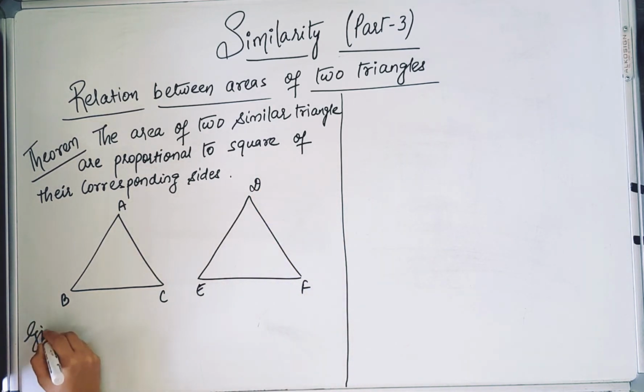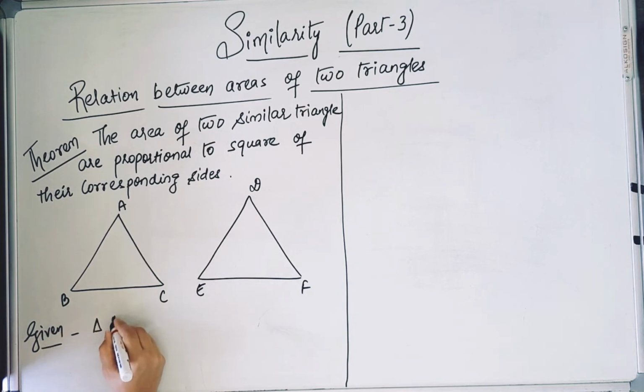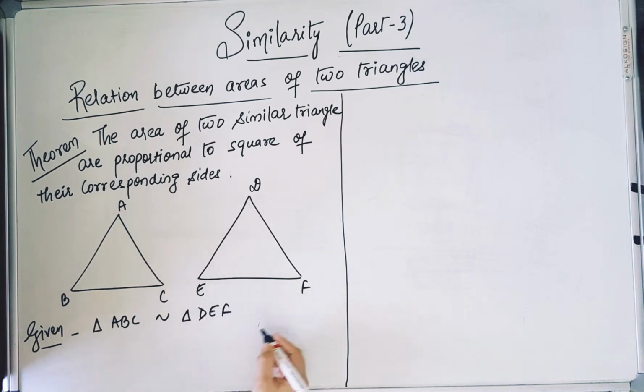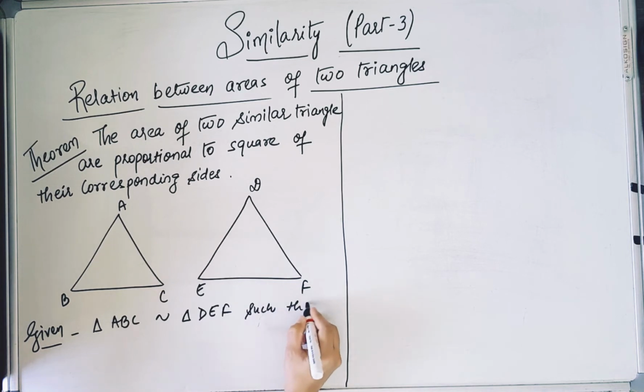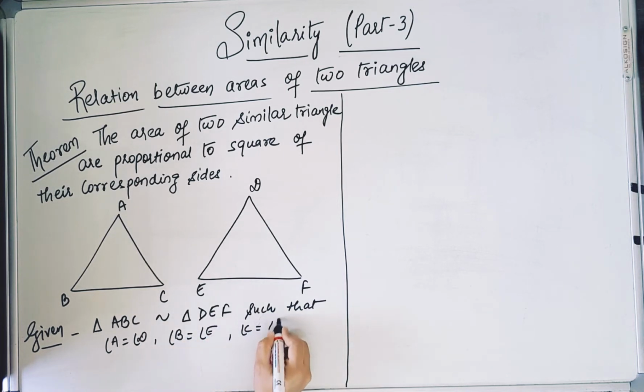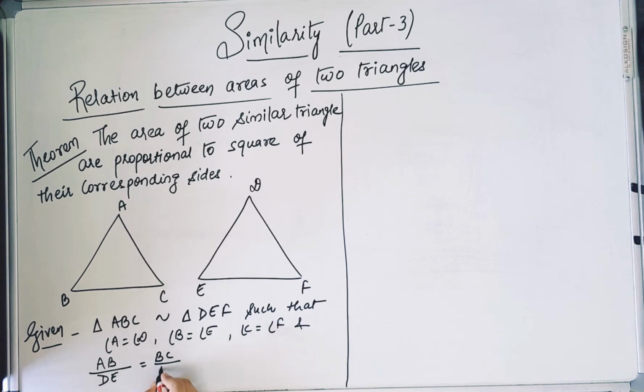It is given in our question that triangle ABC is similar to triangle DEF. If triangles are similar, we can write angle A equals angle D, angle B equals angle E, angle C equals angle F. And also the ratio of the corresponding sides will be equal because the triangles are similar. This concept we have seen in part 1 video. So AB by DE equals BC by EF and this equals AC by DF.